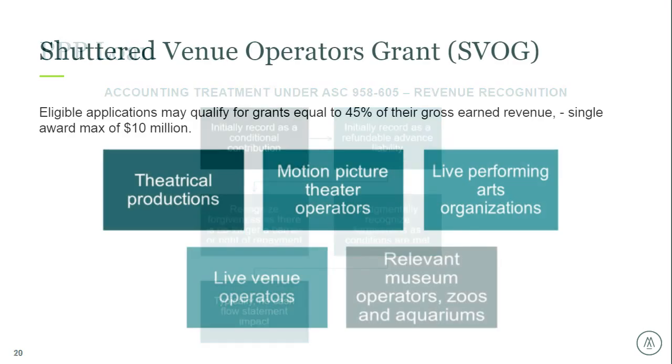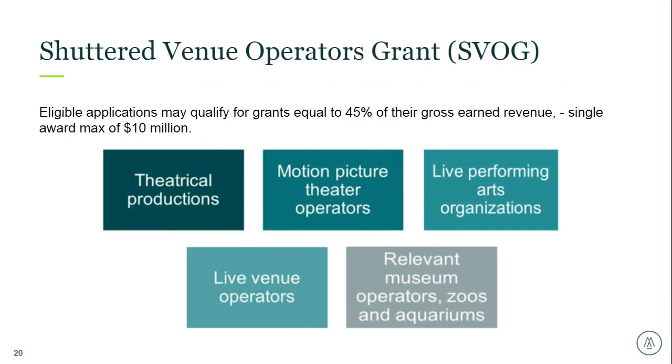Last item we're going to cover is Shuttered Venue Operators Grant. This is part of the Consolidated Appropriations Act. There was $16 billion that was allocated to this program. And as you can see here, the different types of entities that most likely were to be able to receive Shuttered Venue Operators grants. Within our client base, it's probably going to be mostly museums, zoos, aquariums, those types of organizations.